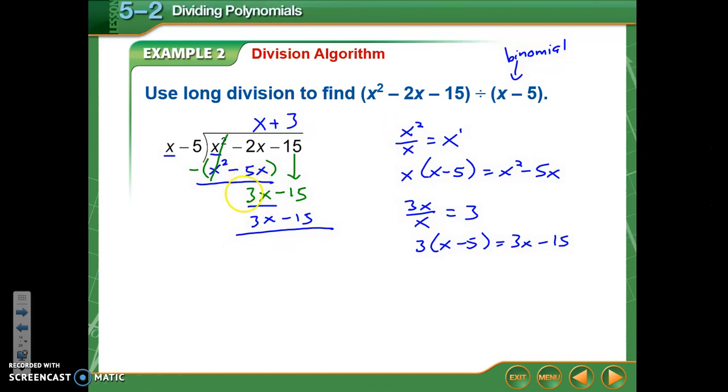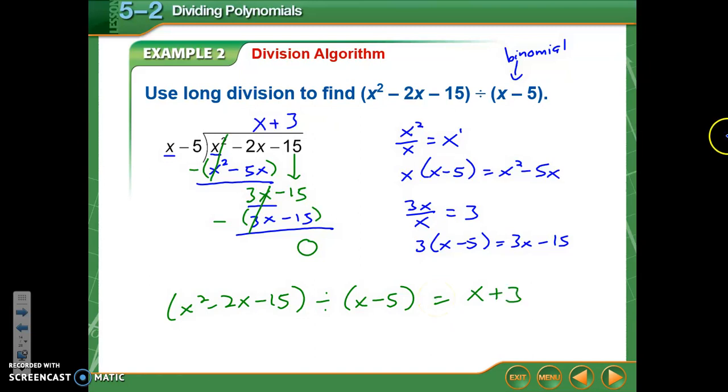And again, parentheses, because I'm going to be subtracting. So 3x minus 3x is 0. That should always happen if you do it correctly. And in this case, I have negative 15 minus negative 15, which is also 0, right? So that means that x squared minus 2x minus 15 divided by x minus 5 equals x plus 3.